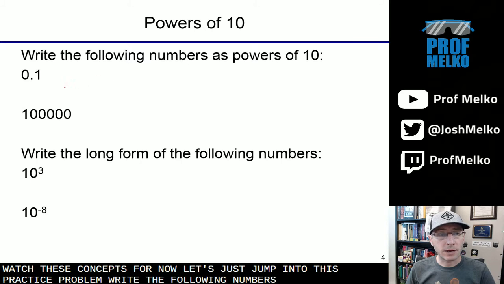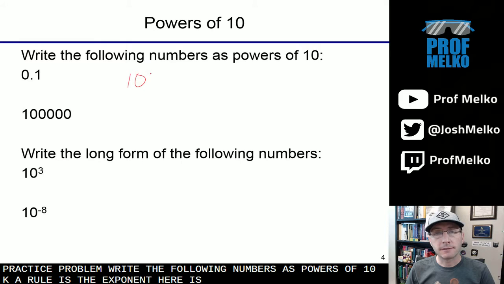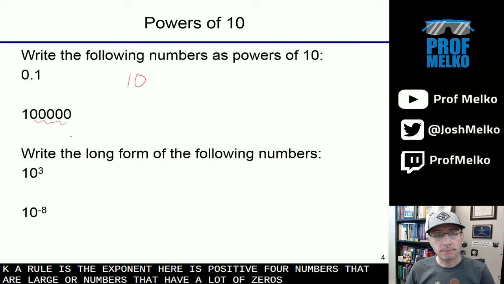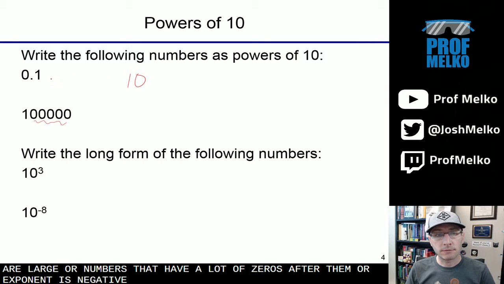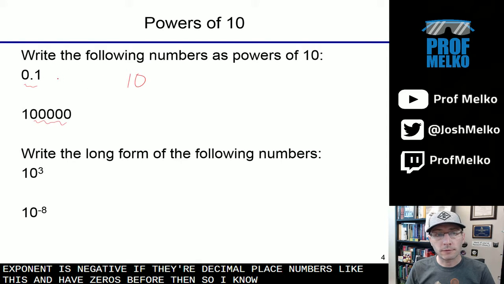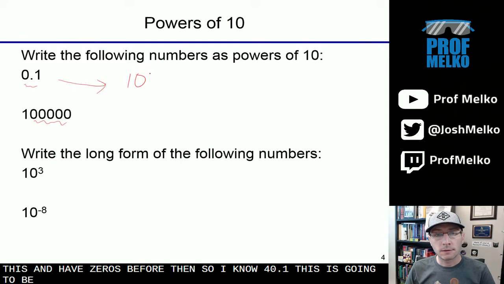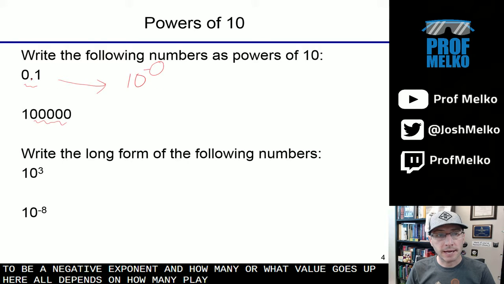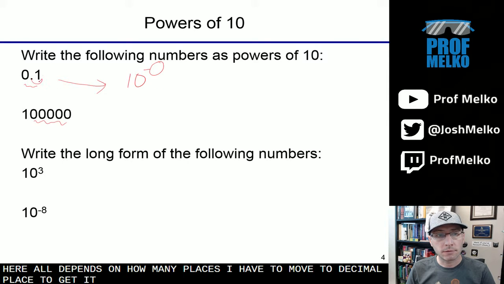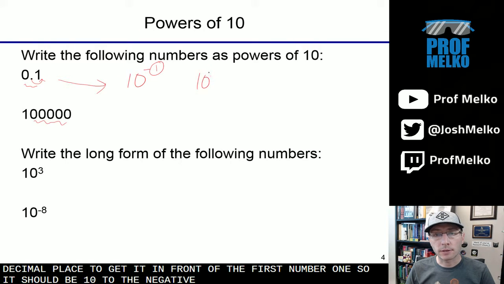Write the following numbers as powers of 10. Our rule is the exponent is positive for numbers that are large or have a lot of zeros after them. Our exponent is negative if they're decimal numbers like this and have zeros before them. So for 0.1, this is going to be a negative exponent. And what value goes up here? It depends on how many places I have to move the decimal place to get it in front of the first number. 1, so it should be 10 to the negative 1. That is the power of 10.